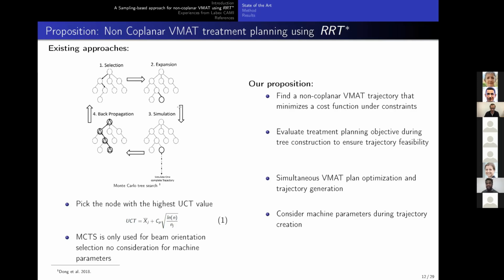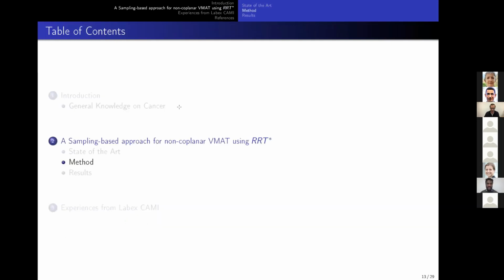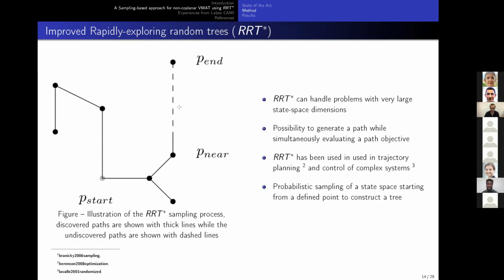So what we wanted to do was to find a way to simultaneously select a beam trajectory and at the same time evaluate the dosimetric contribution of that trajectory during the trajectory selection part. So we wanted also to consider the machine parameters during the trajectory selection. And to do this, we found that RRT star was a good idea because of its ability to handle large dimension problems. So it enables us to start from a start node and then try to sample the space, and at each step we try to navigate towards the next node.